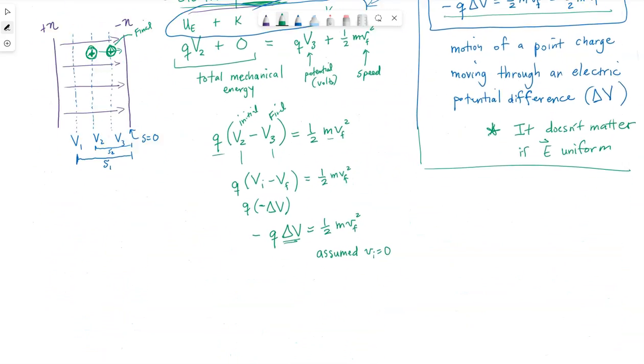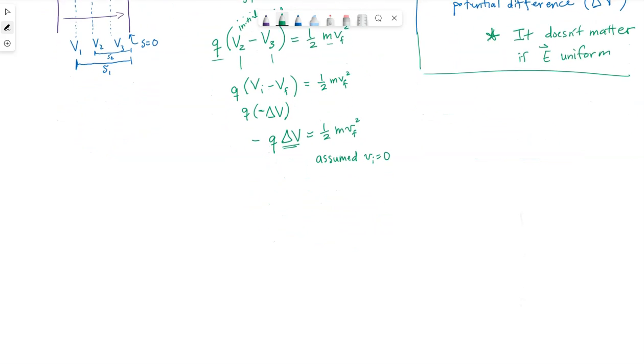I'll do an example in just a minute in a separate video. I do want to talk about one more potential energy, and that's the potential energy of an electric dipole.